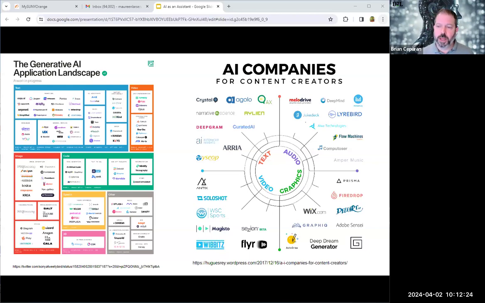The infographic on the right is a different way to look at sort of the same idea, and this is really focused on content creation. And here they focus in on 4 specific areas, looking at text, looking at audio, looking at video, and looking at graphics. And you see that there are a lot of players that are doing different things in this space.